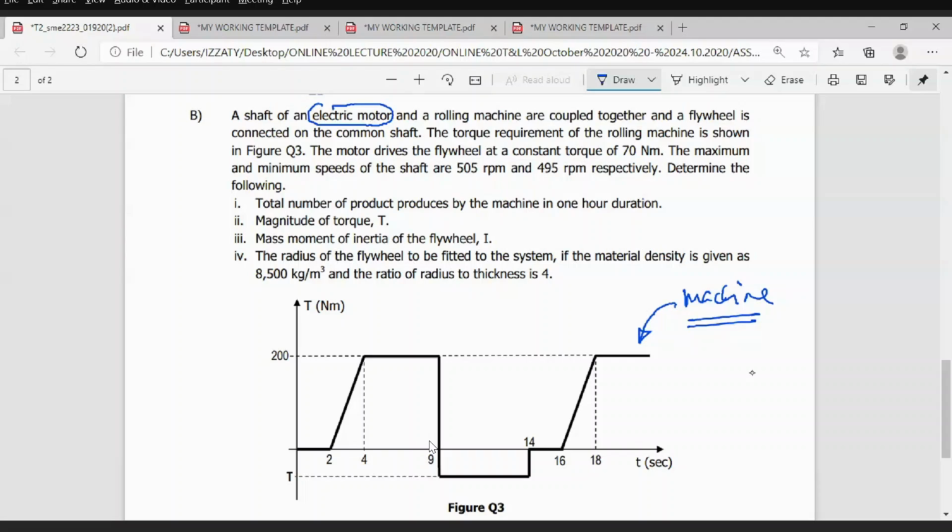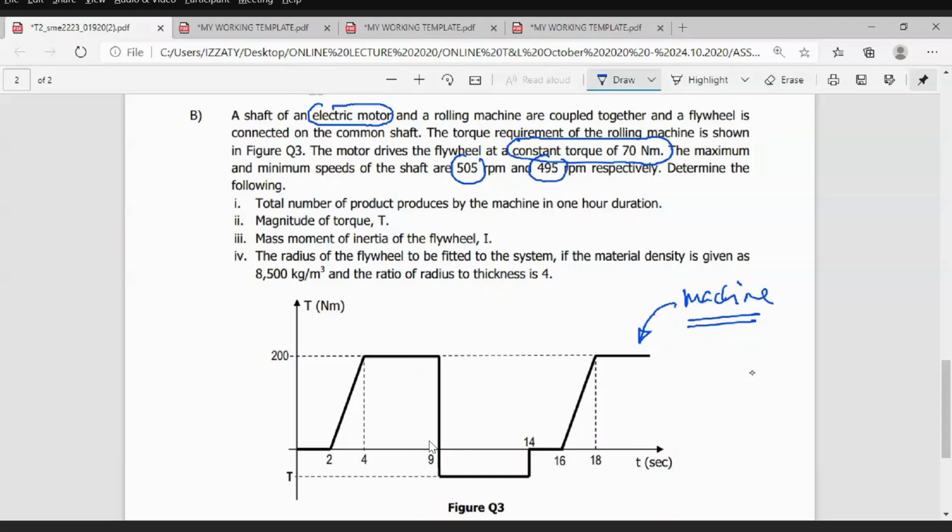The motor drives the flywheel at a constant torque. They provide you another one, constant torque is now provided. So it makes it easier for you because they provide you a constant torque. What else? The maximum and minimum speeds are provided here. This allows you to calculate the omega mean and the average speeds.